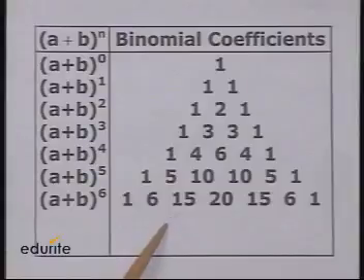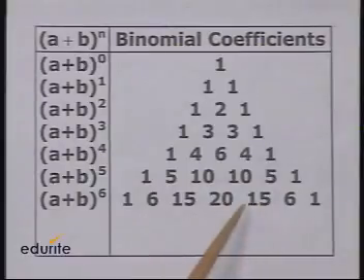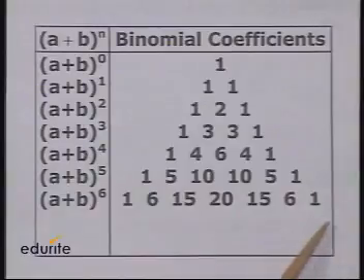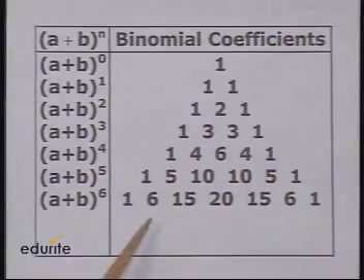6 plus 15, I write down the answer here, that is 21. 15 plus 20, 35. 20 plus 15, 35. 15 plus 6, 21. 6 plus 1, 7 and 1. I can write down the answer for any of these values. So this is a very interesting triangle and has many more properties. In fact, if you look at it closely, you will find that there are more patterns to this triangle.